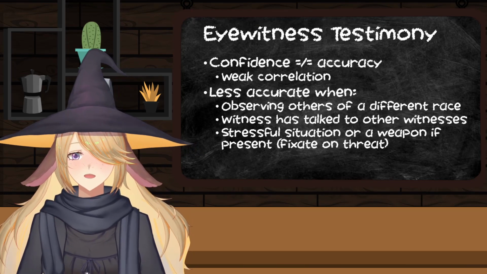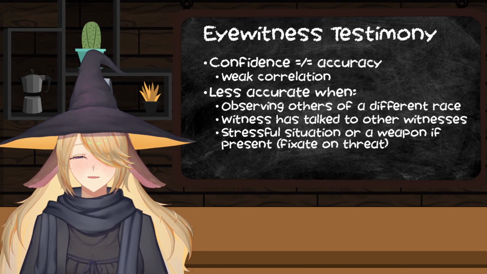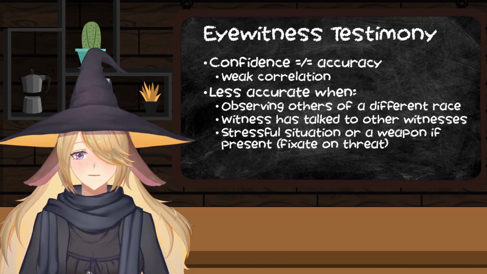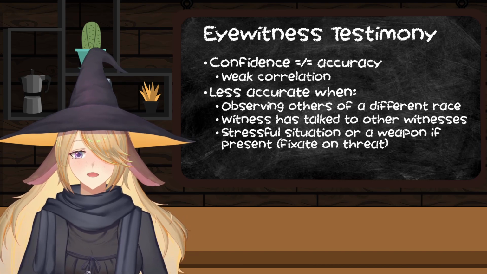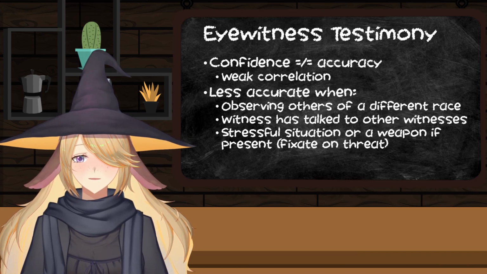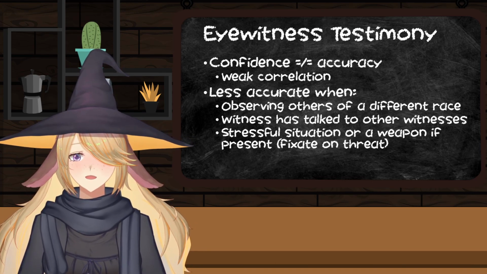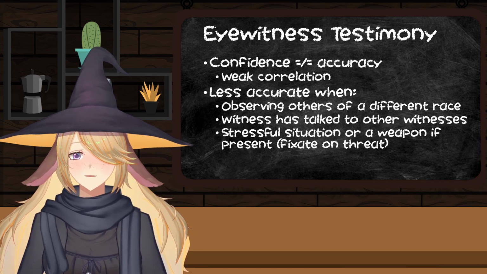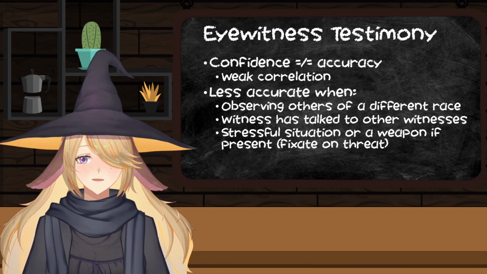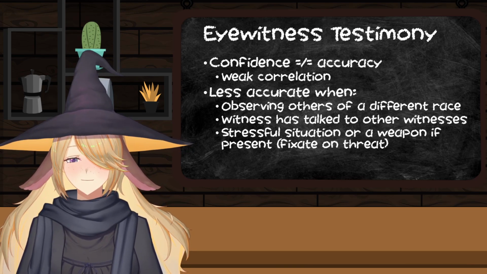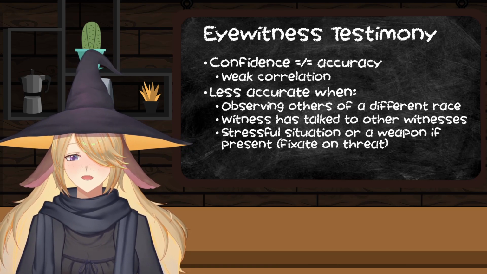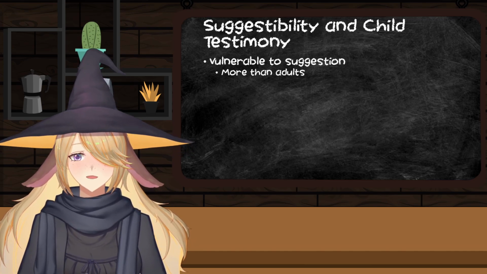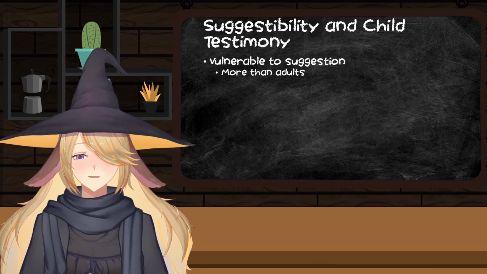So in the case of eyewitness testimony, confidence is not about accuracy. It's actually very weakly correlated. People tend to be systematically worse when observing someone of a different race. They tend to be worse when they have talked to another witness, and they tend to be worse when there is a weapon or something stressful present, because they fixate on the threat and not on the person. And yet, people tend to be very confident in their recollections.